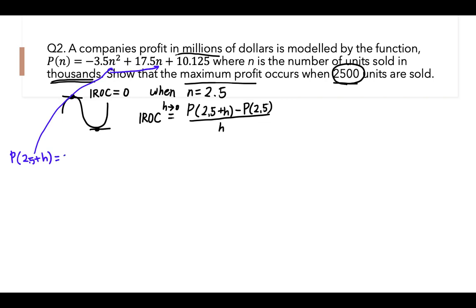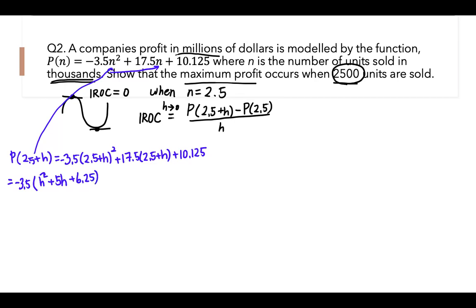So it's going to be negative 3.5 times (2.5 plus h) squared plus 17.5 times (2.5 plus h) plus 10.125. Okay, so now you're going to do a FOIL again, same thing. So negative 3.5 times, if I do the FOIL, it's going to be h squared plus 5h plus 6.25.